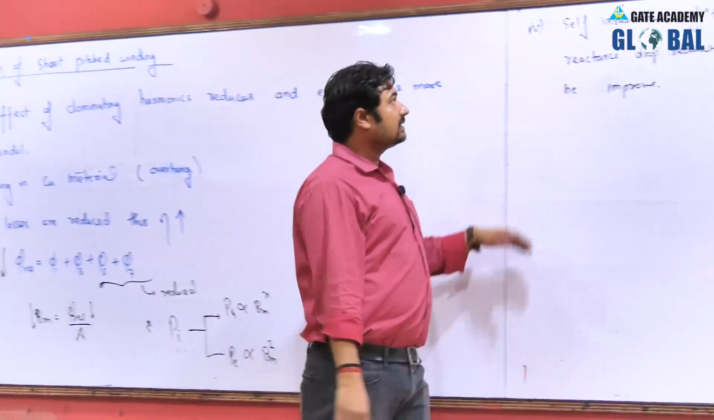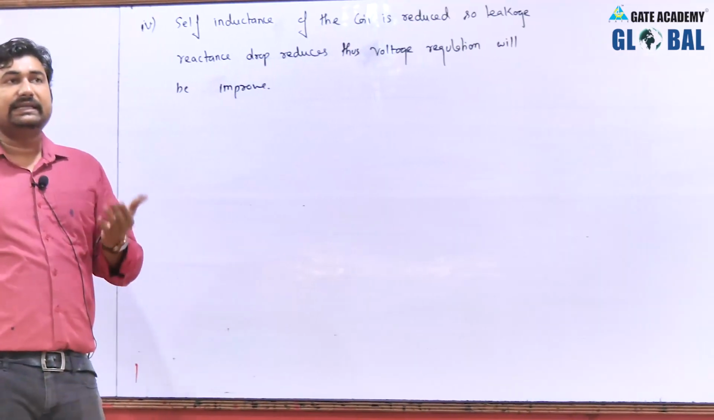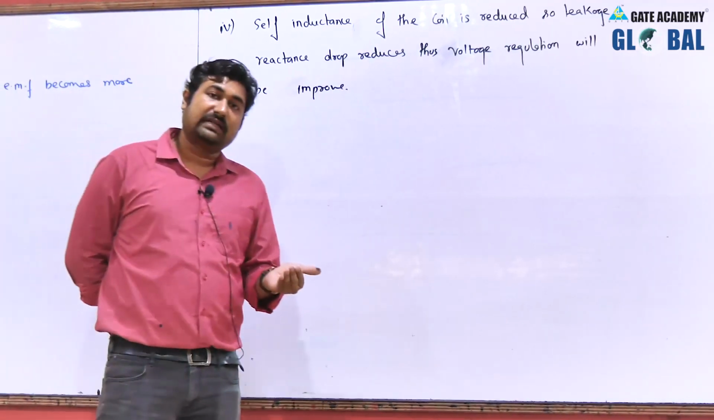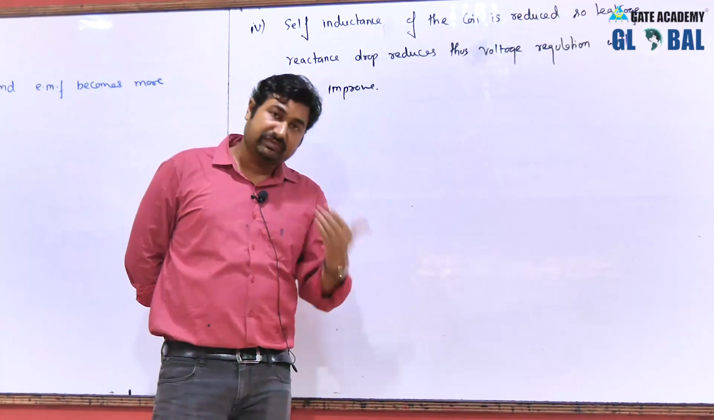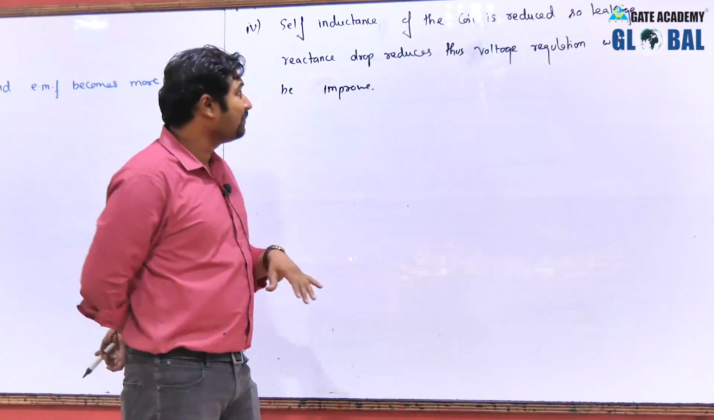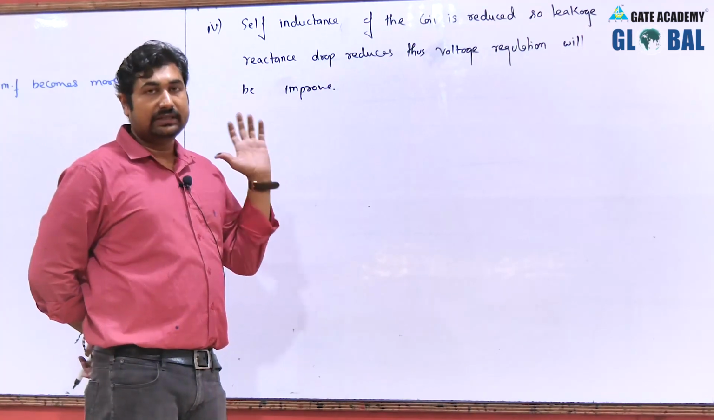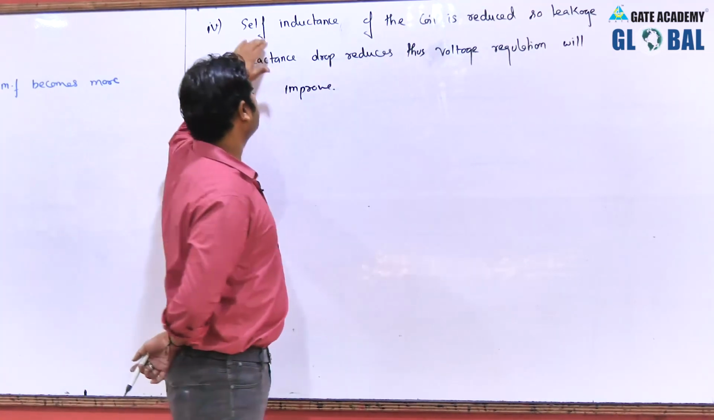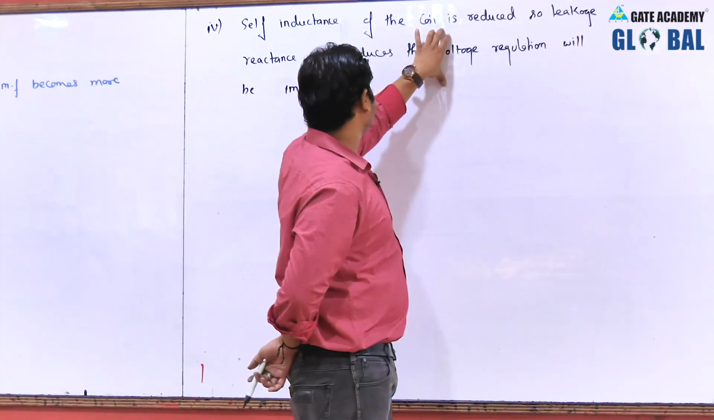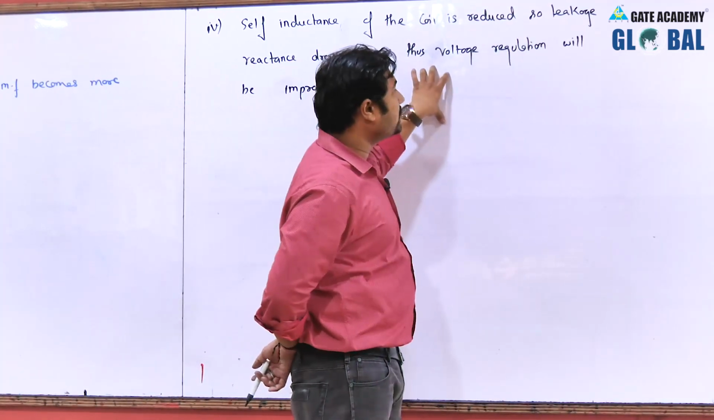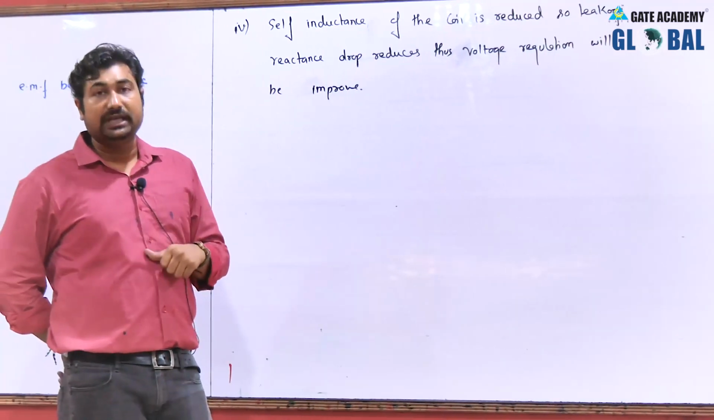Another thing is that the self inductance of the coil is reduced. The leakage reactance is due to the fundamental flux, the third harmonic flux, the fifth harmonic flux, all of them come into the picture. So if the harmonic fluxes are avoided by chording, by short pitching, then the overall leakage flux is reduced, so the leakage reactance drop is reduced. This improves the voltage regulation, so the voltage regulation of the machine is improved.